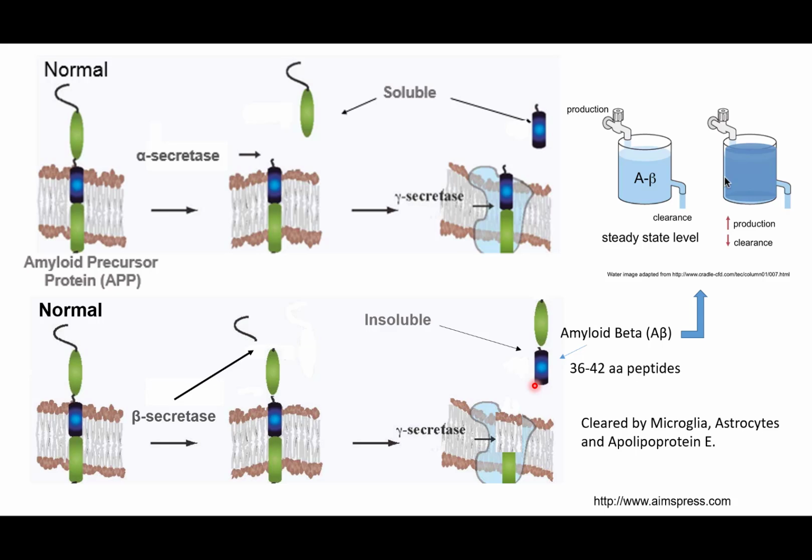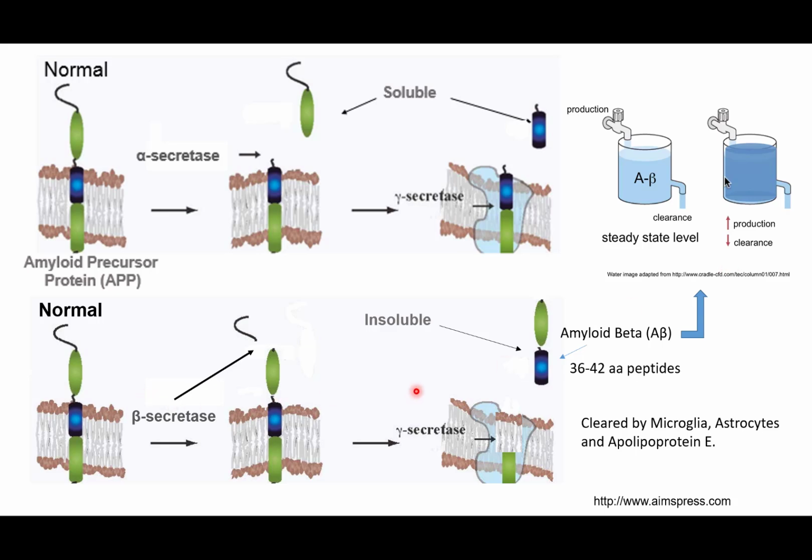Okay. So in a normal brain, you have production of this and clearance. Production, clearance, production, clearance. How is it produced? Through this pathway here. How is it cleared? Through microglia and astrocytes. That's the pathway. And you end up with a steady state level. Produced, cleared, produced, cleared, produced, cleared. In Alzheimer's, you don't get a steady state level. What you get is an increase in production, i.e. this is going faster, and a decrease in clearance.